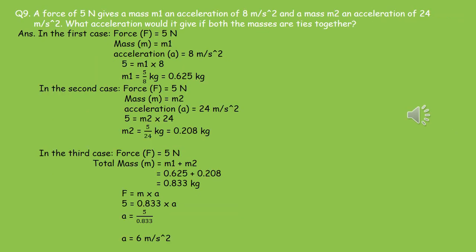Now let us do ninth sum. A force of 5 Newton gives a mass m1 an acceleration of 8 meter per second square, and a mass m2 an acceleration of 24 meter per second square. What acceleration would it give if both the masses are tied together? Here the masses are not given, so we have to find out the masses, then we will use the equation F is equal to ma.